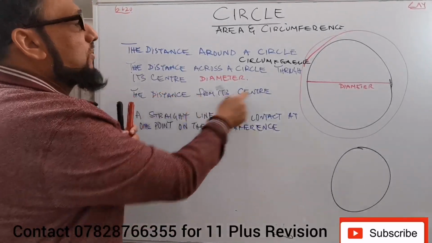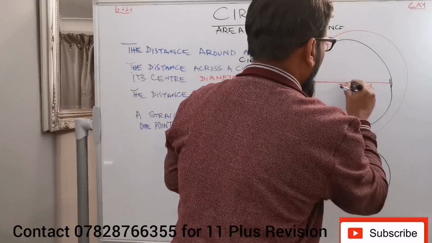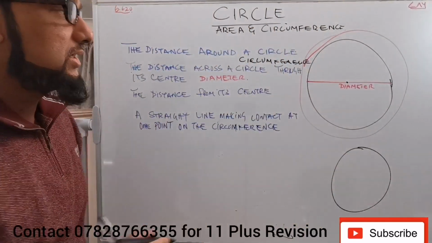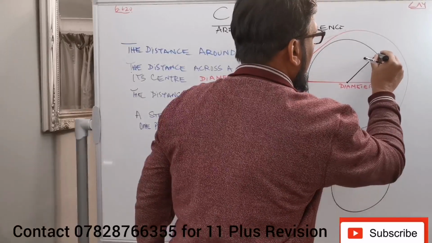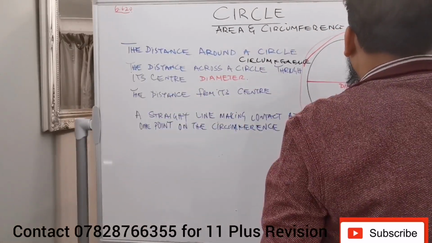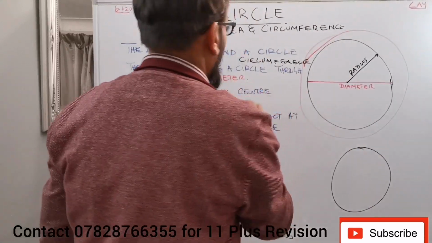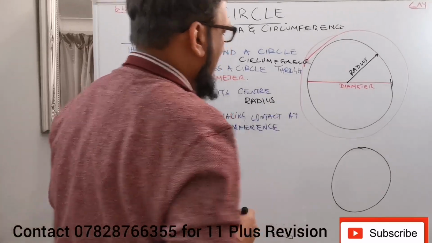The distance from its center, so there is a center point. The distance from the center is called radius. So this one is called radius.